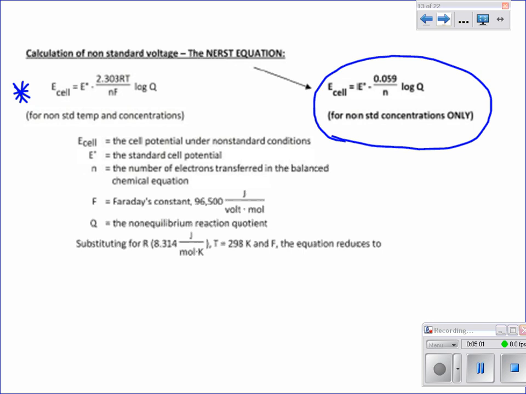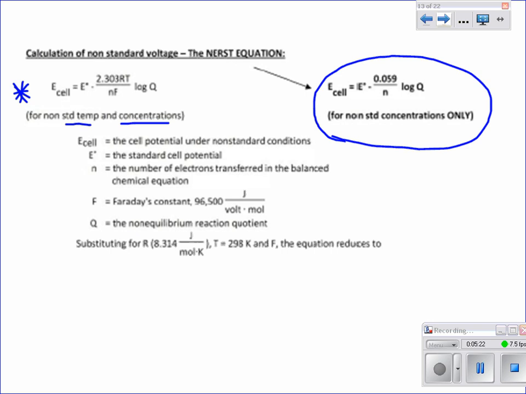The first equation is used for non-standard temperatures and concentrations. So if the temperature and/or concentrations are non-standard, you could use this first one. But what's actually most often the case is they'll tell you that the concentrations aren't at standard. They leave everything else standard.